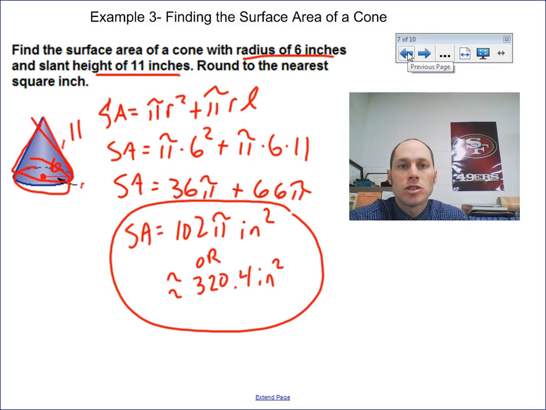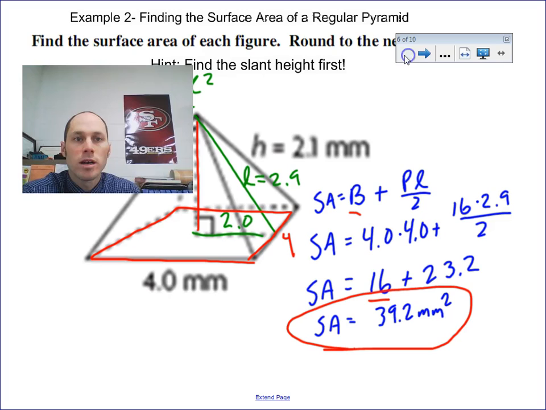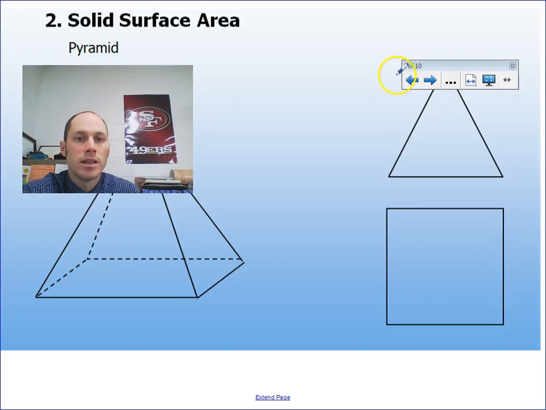So today we finished talking about surface area of a cone and a pyramid. I looked at how those formulas work as we built off of what we learned previously about surface area of prisms and cylinders.